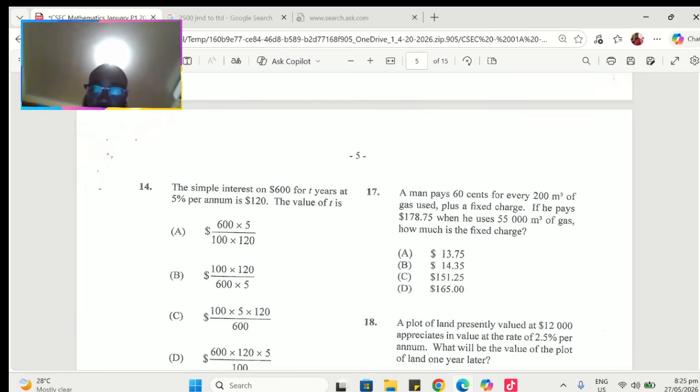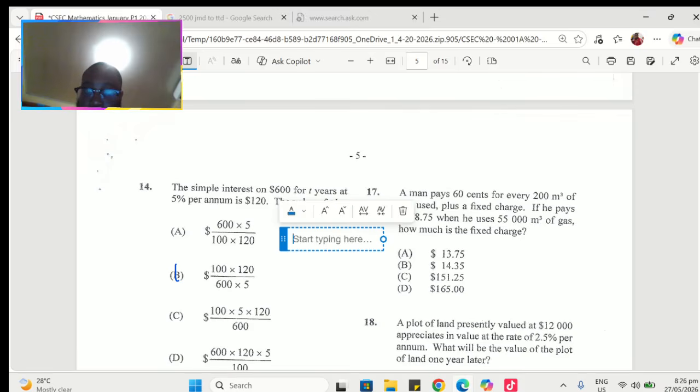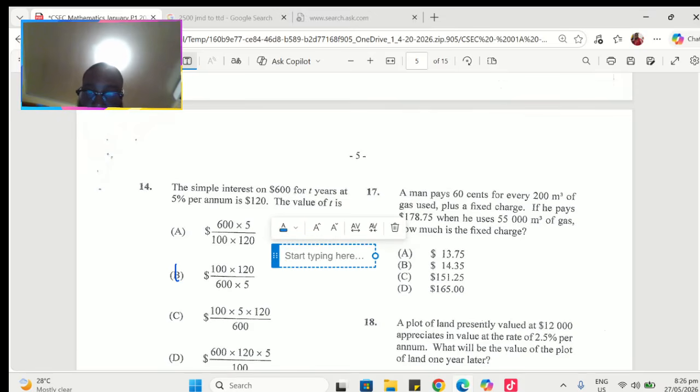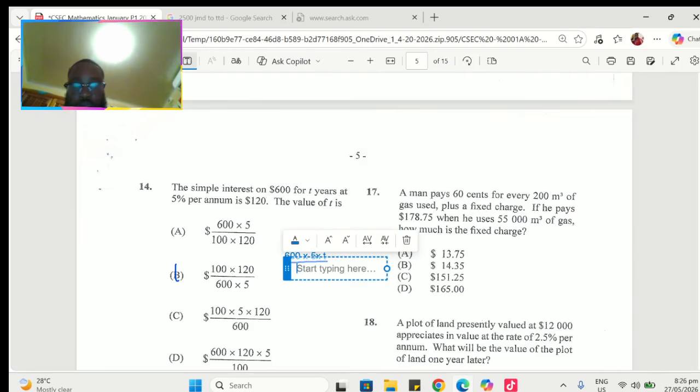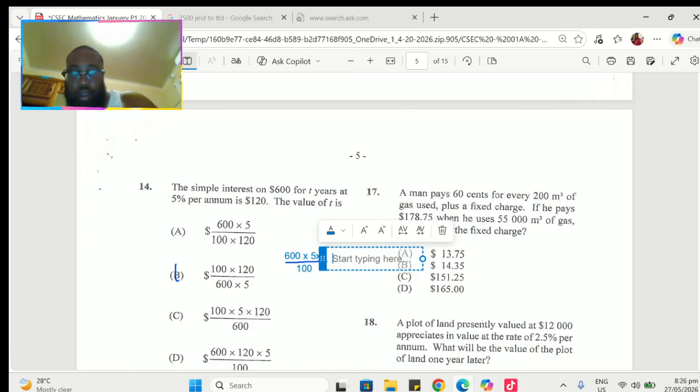Alright. I'll give you a hint. The answer is B. Somebody hit me the formula. Let me see now. Nobody could hit me the formula. No, see it. Principal by rate by time over 100. Thank you. What's the principal? Which one is the principal? The 600? The rate is 5, and the time is T, over 100, and that giving you 120.